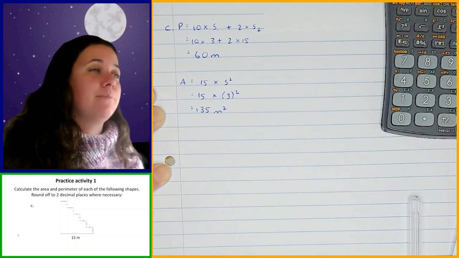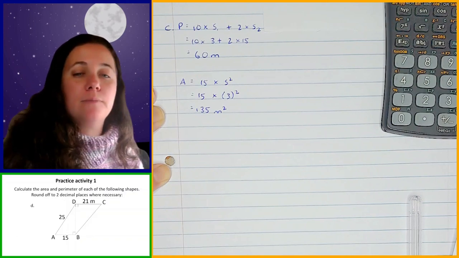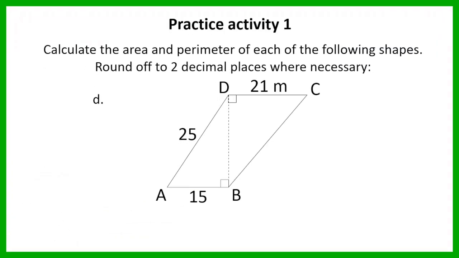Question D looks like this. Here we have two triangles that have been put together, and you need to work out the area and perimeter of this shape ABCD. In order to do that, you are going to need to use the Pythagorean theorem. Okay, and I'm going to give you 3 minutes to work on this question.